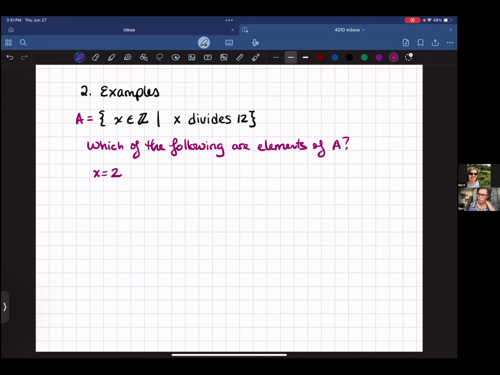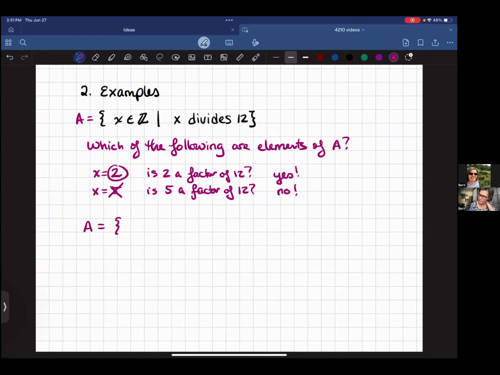Let's say x equals 2. Is 2 a factor of 12? Does 2 go into 12 evenly? Yeah, 2 goes into 12 6 times. Yes. What about x equals 5? Is 5 a factor of 12? No. So 5 is not in the set. So 2 is in the set and 5 is not in the set. Can you list all the elements of this set?